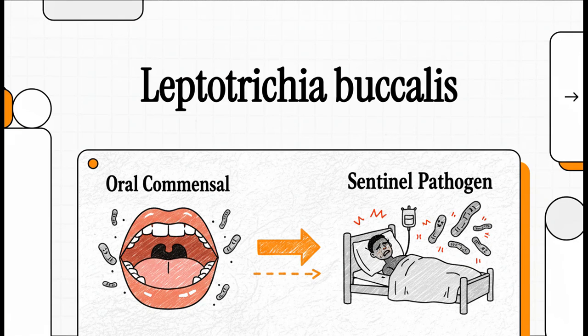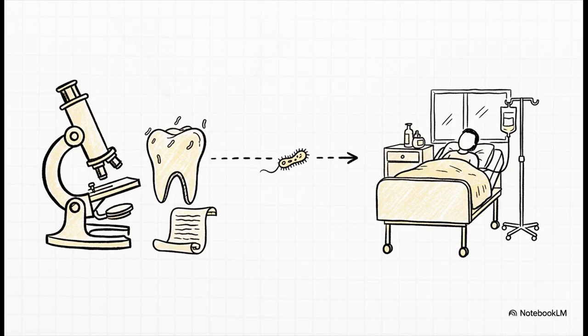All right, everyone, welcome. Today we are diving deep into a really fascinating and, let's be honest, often challenging organism, the fastidious gram-negative rod, Leptotrichia buccalis. We're going to take a complete journey here, from the lab bench all the way to the patient's bedside, looking at it through the eyes of a clinical microbiologist. This microbe has quite a story.